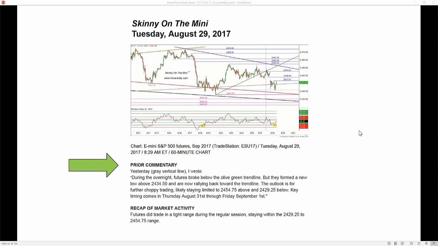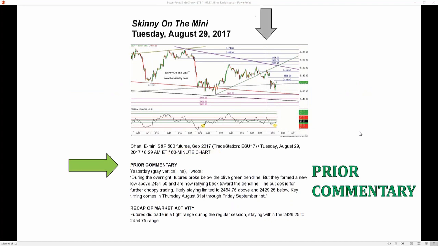Now, there's always going to be this gray horizontal line or vertical line that lines up with something that's really important to me, prior commentary. What I do here is I literally take what I wrote in the last report and I copy and paste it. That's why it's in quotes, verbatim, okay? And this is the best way for me to be accountable to you guys. Like, was my analysis useful? So it'll say yesterday I wrote, or it'll say Friday I wrote, or whatever the last report was.